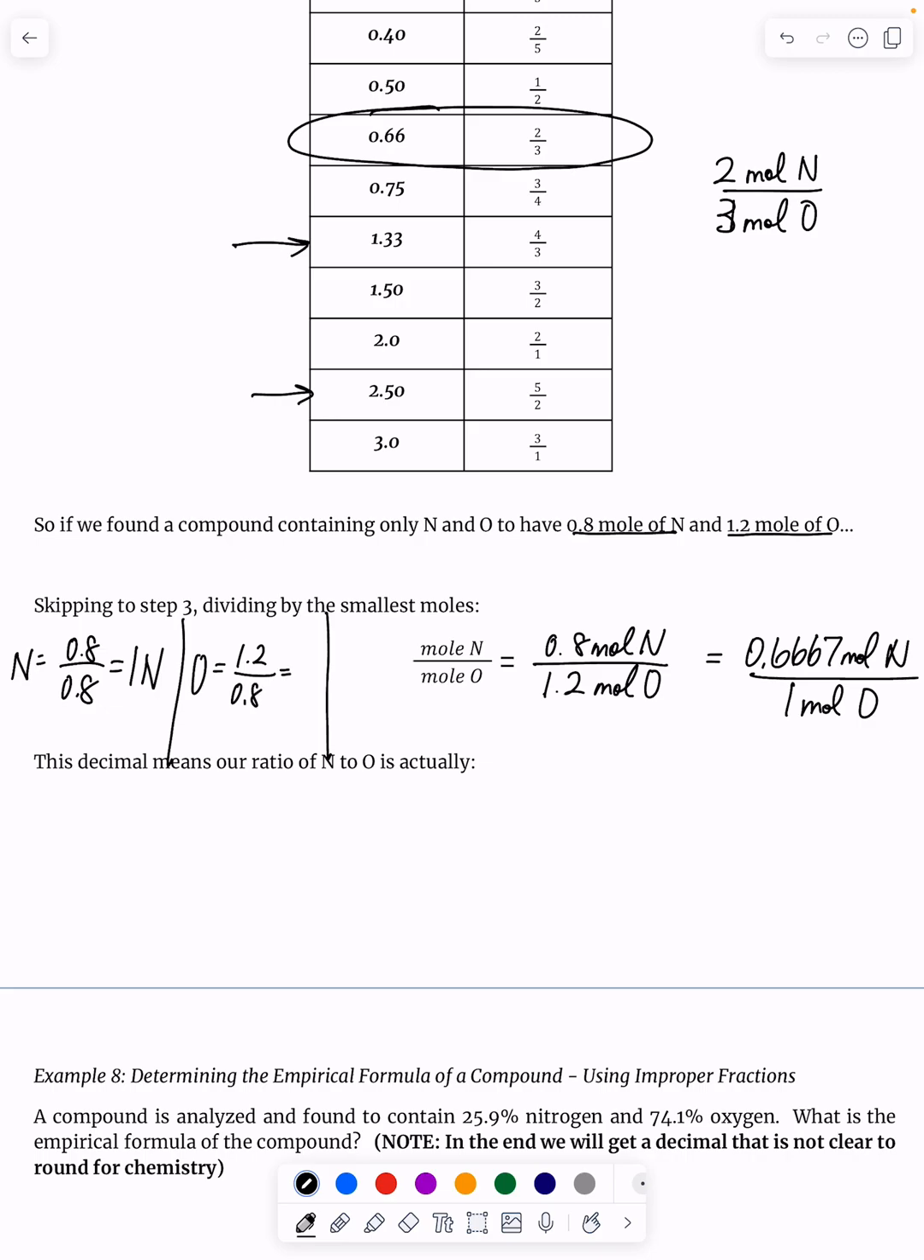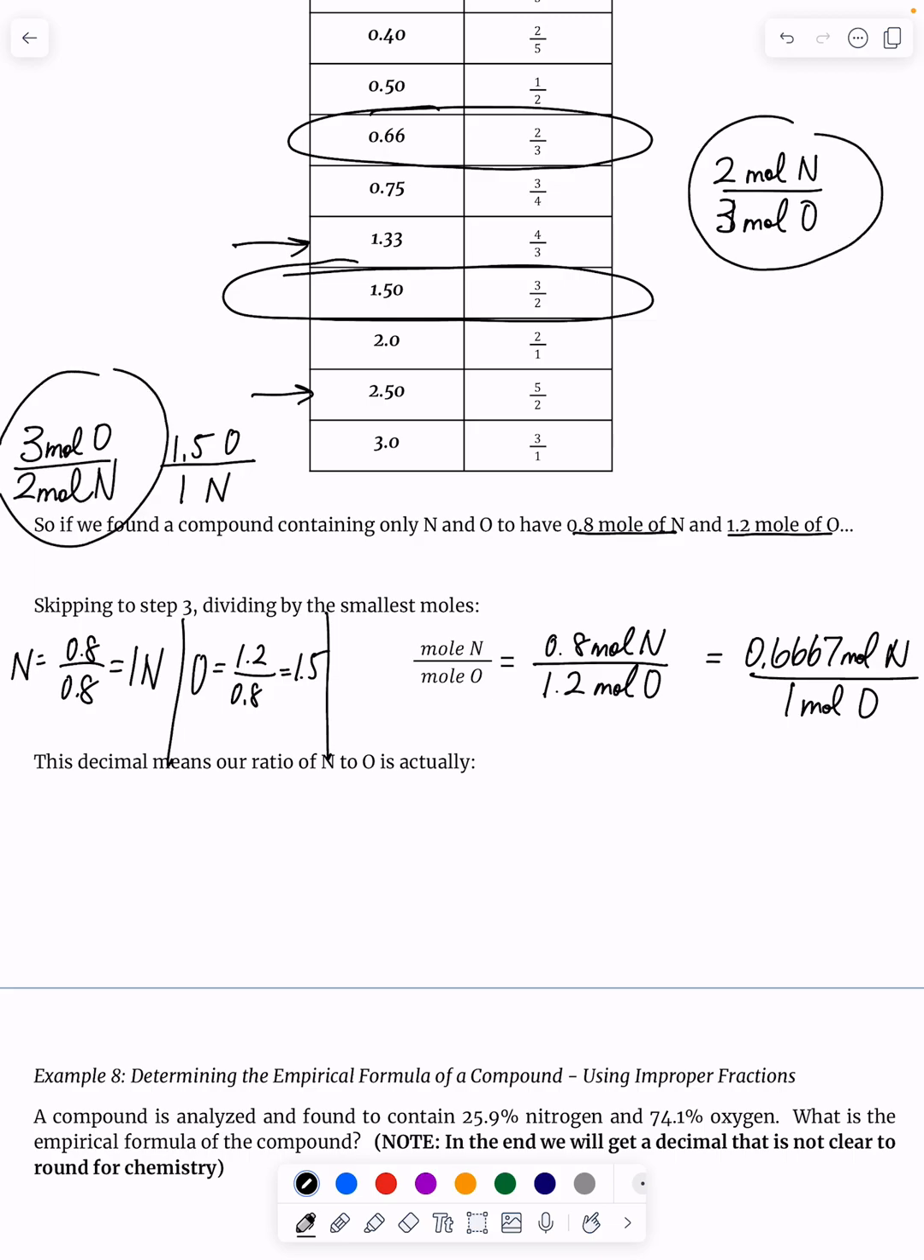And that 1.2 divided by 0.8 is 1.5. So if I get a 1.5 to 1 ratio, right? I did that upside down. That means I must have 3 moles of O to every 2 moles of N. Look, they both show me the same thing. That means our ratio of N to O is actually 3 O for every 2 N. And if I want to write a formula, it would be N2O3.